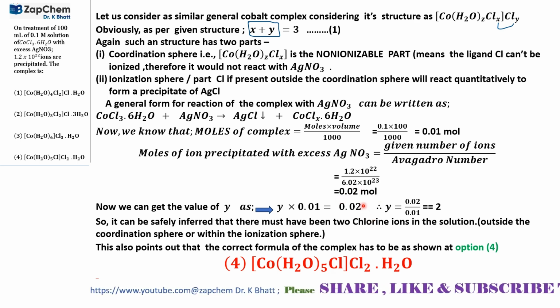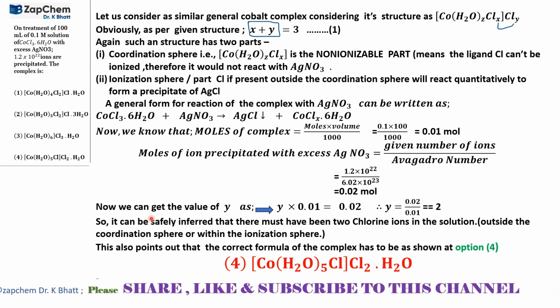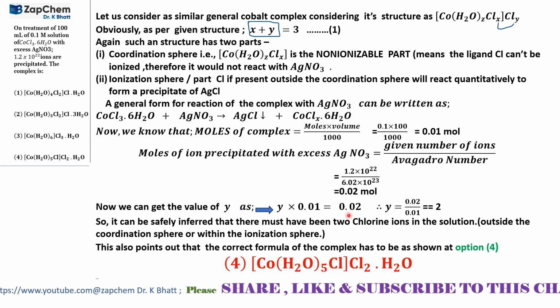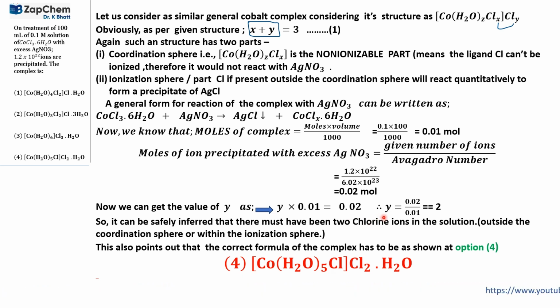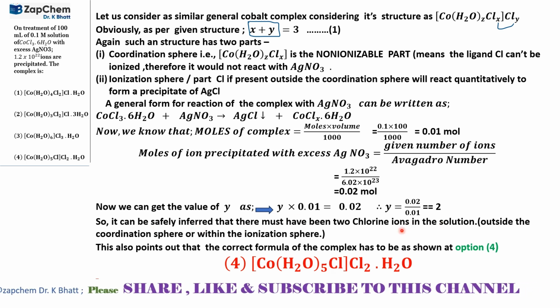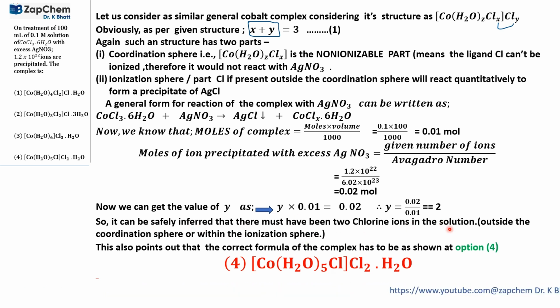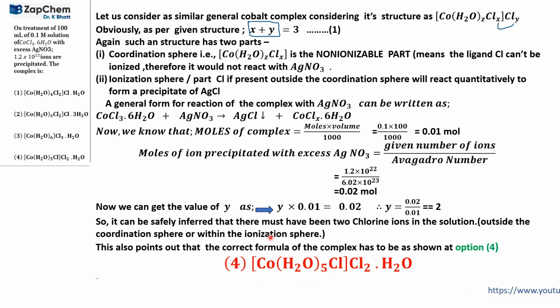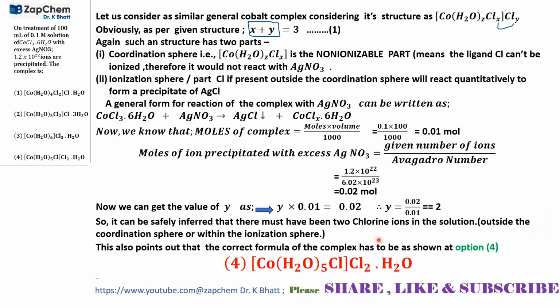So now we can infer the value of y as calculated here: y into 0.01 is equal to 0.02. And we can calculate the value of y this way. This is just a mathematical simplification, and you get the value of y equal to 2. So we now infer that two chlorine atoms in the solution, that is outside the coordination sphere, have been precipitated and are within the ionization sphere. Outside the coordination sphere, or you can say within the ionization sphere, it's all the same.